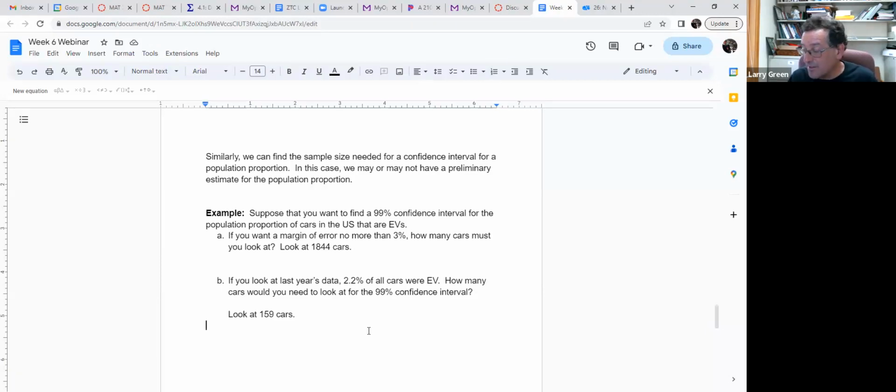So having an estimate is a good thing, by the way. It's a lot less work. So it's always a good idea to do a little bit of a survey, use that as an estimate sometimes, and then sometimes you have a lot less work to do in terms of the sample size. Any questions at all on this example?